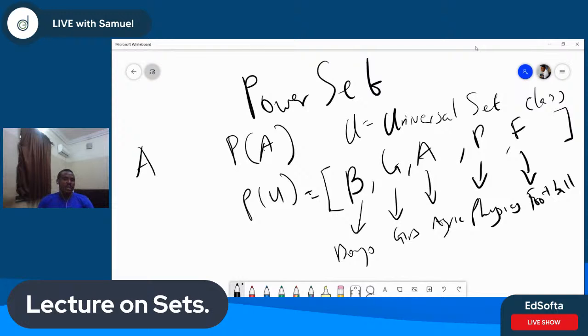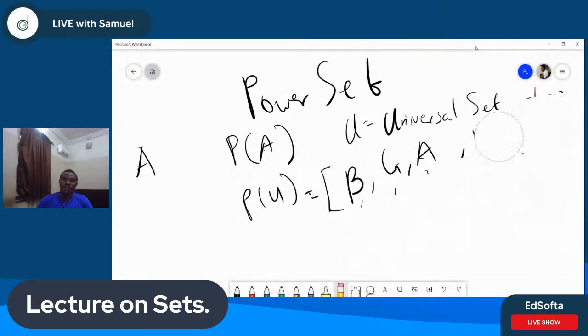So boys is a set, girls is a set, people that offer agric is a set, people that offer physics is a set, people that offer football is a set. They are all sets, but they are elements of the what? The power set of the universal set. Just like the elements of a normal set are elements, the elements of a power set are sets. That gives it the name power, because it encompasses sets. That's about power sets.